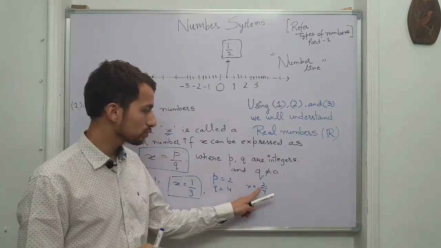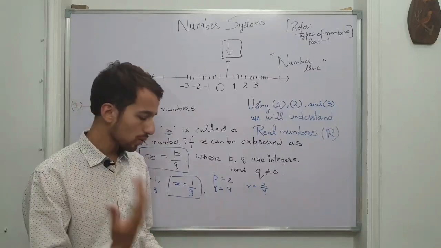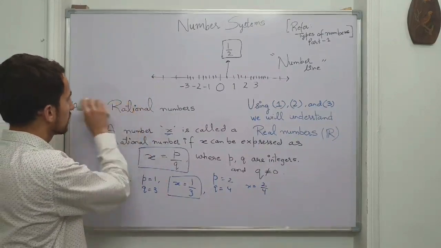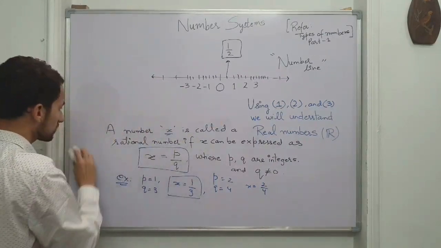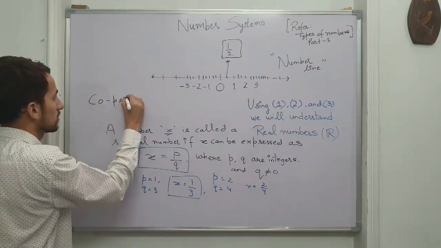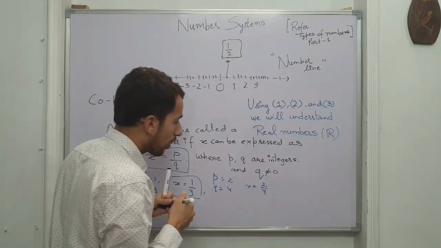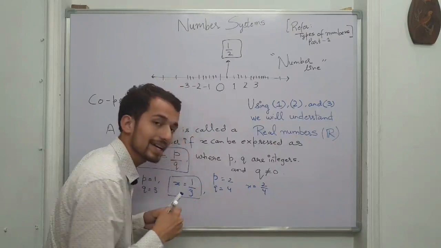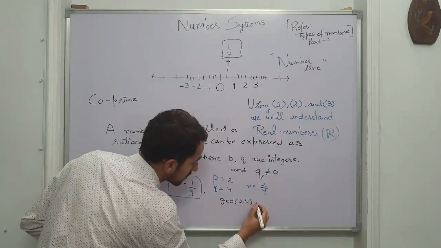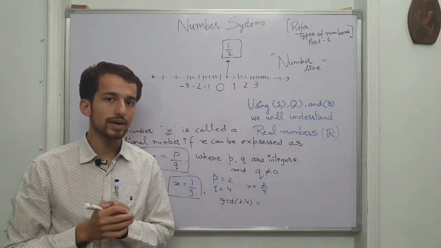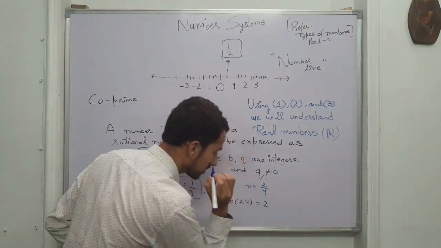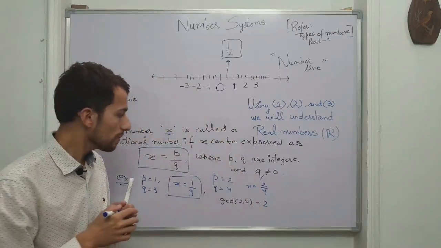Now, why I have chosen this p and q is because I want to explain another type of number, which is called coprime numbers. We have now understood this one. Now one more thing which you would like to understand is coprime. Observe here that the greatest common divisor of 2 and 4 is, you just pause the video and try to think about it once. The answer is 2. The greatest common divisor is 2.